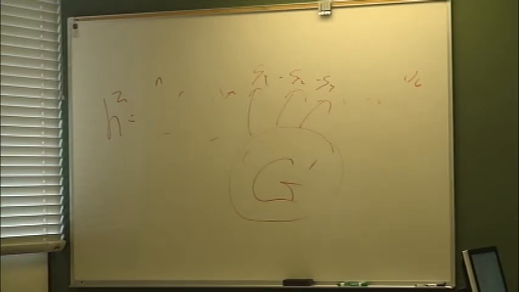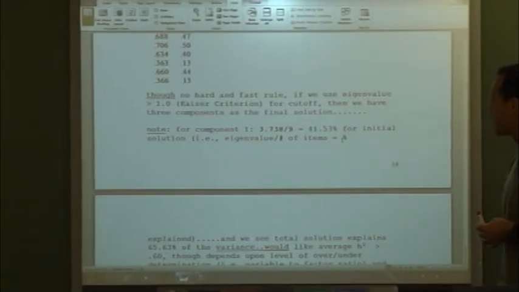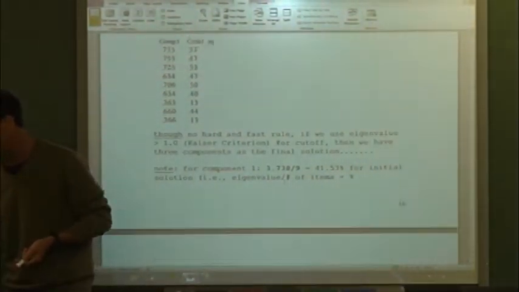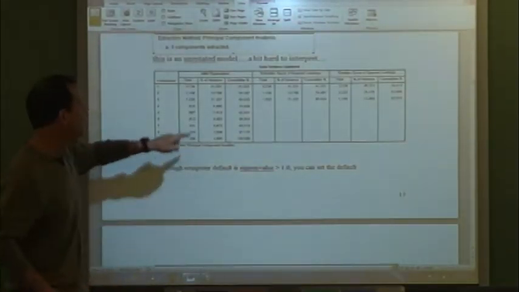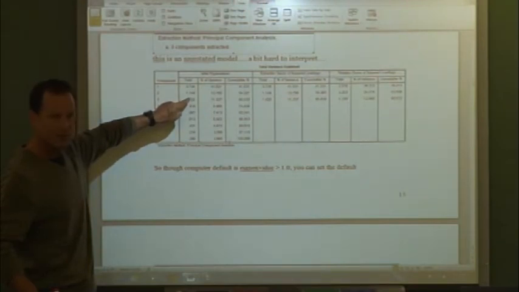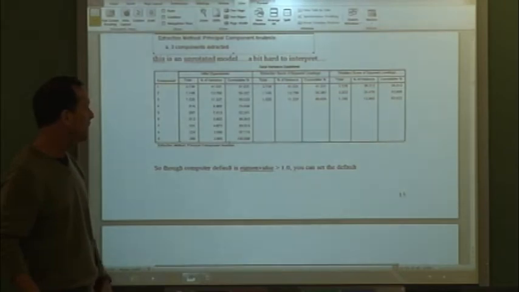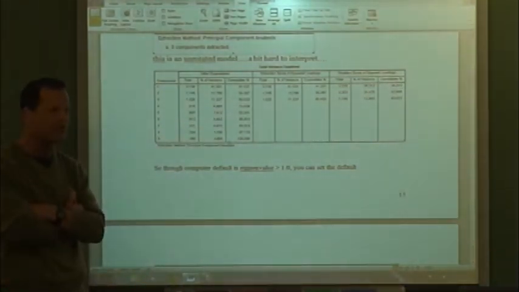Though there is no hard and fast rule, if we use an eigenvalue greater than 1.0, which is the Kaiser criterion, then we have 3 components as the final solution. Now, whenever you have cutoffs, keep in mind there's an arbitrariness. Do you see the 1.02? Does everybody see there are 3 greater than 1.0? The next one is 0.81, with 9% of variance accounted for. It may be something of interest.